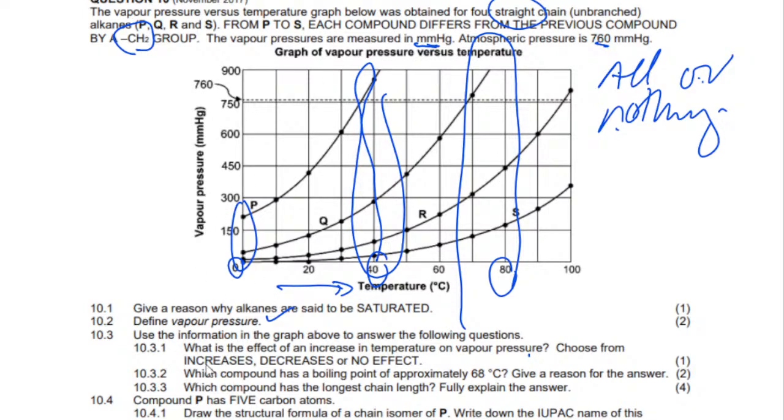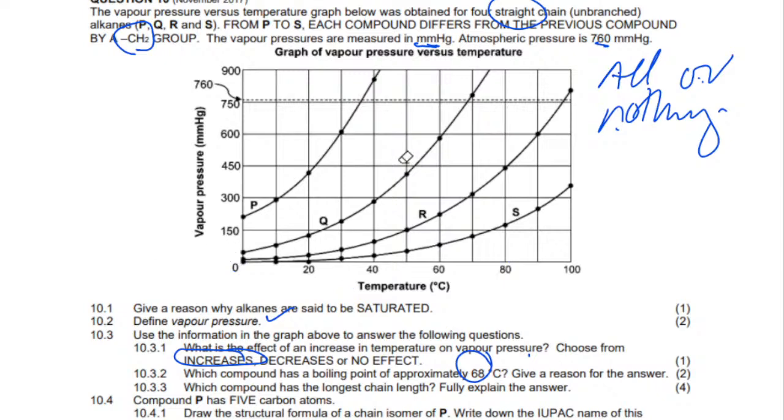All right, let's go. What is the effect? We are done with that. Increase, decrease, just choose. The answer is increase. Which compound has a boiling point of approximately 68? Give a reason for your answer. Let me first clean up here so that we don't mess up. What are they saying now? Which compound has a boiling point of approximately 68?